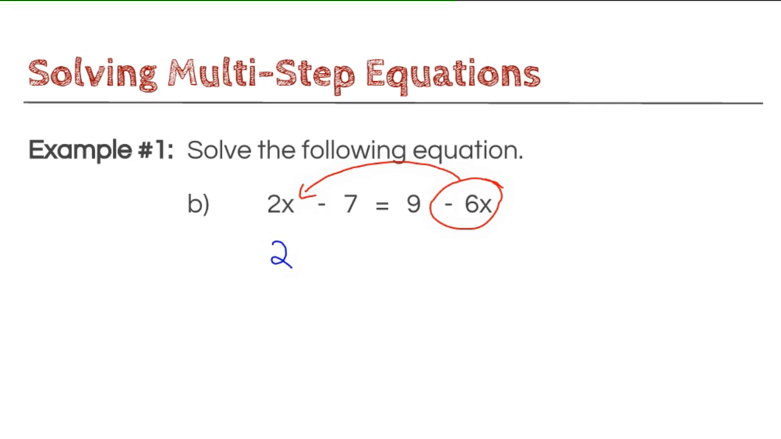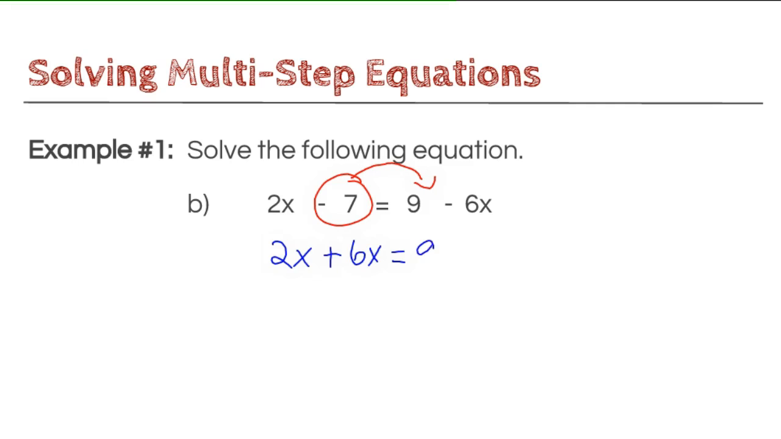So my 2x was there first. But then I'm going to move my -6x to the other side, and that makes it a positive 6x. Okay. So now I've dealt with that 6x, but also I want to get my negative 7 away from my variable term. So I'm going to move it to the other side here.